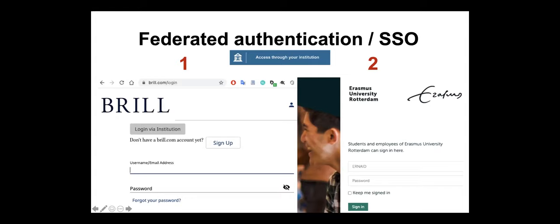Many publishers offer federated authentication, sometimes called Shibboleth or OpenAthens, when you face the login screen on a website, like you see on the screen here, the first left side. A more common term is access through your institution, which is proposed as a standard by seamlessaccess.org. When you click on that, you can find your institution's single sign-on to login. You see that here on the slide on the right side, number 2.